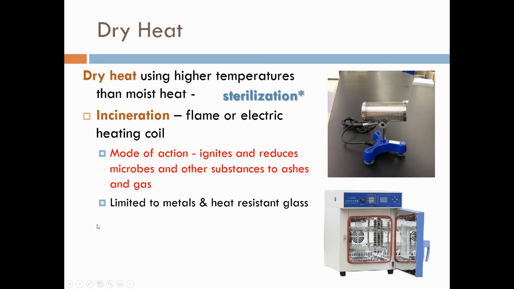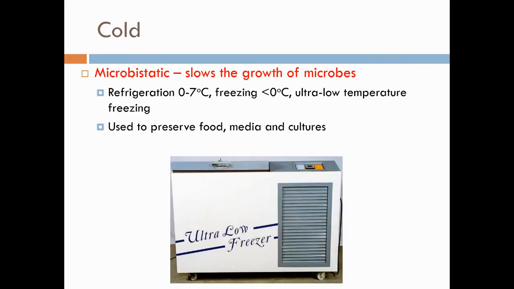That's why it's sterilized. This is limited to metals and heat-resistant glass. Obviously, paper and human tissue don't do so well if we put them in an open flame or in high heat in an electric heating coil, because they would also ignite and be reduced to ash. So we're limited in how we can use dry heat. We do use dry heat in ovens. That's our oven, when we put things in, that is dry heat. And we can lower the temperature and just keep things in for a long period of time to achieve sterilization.